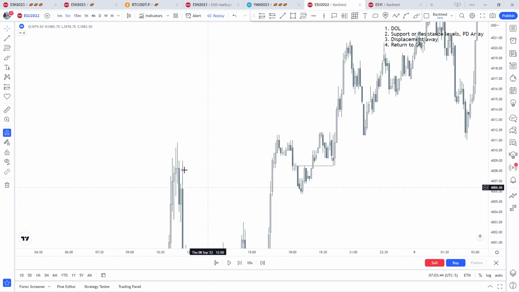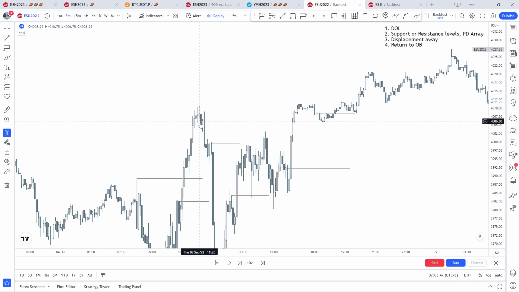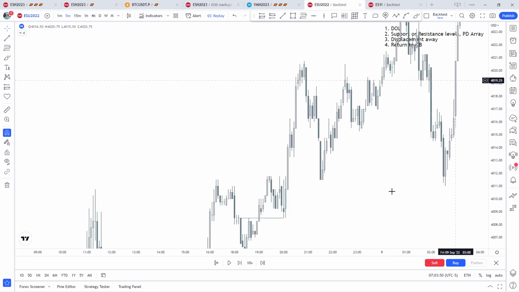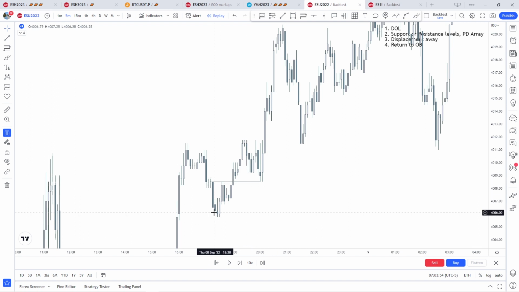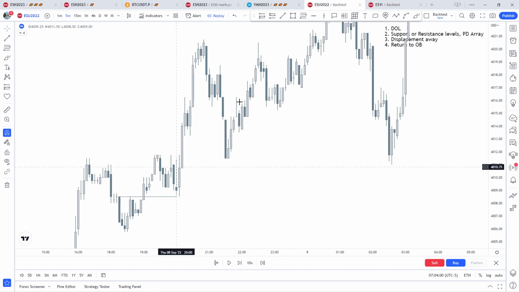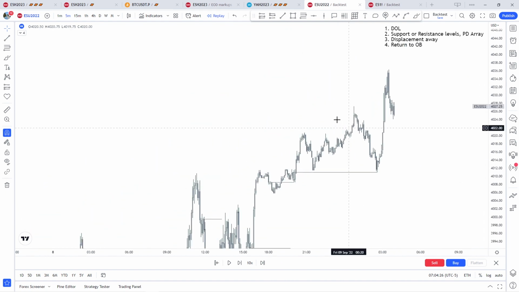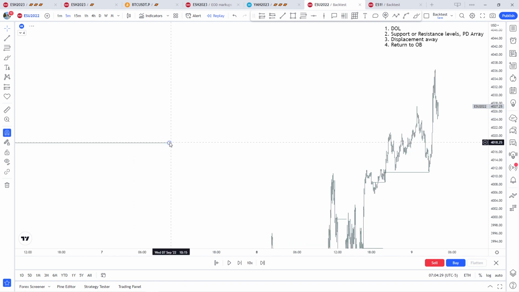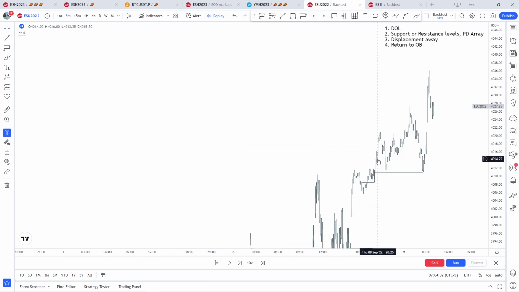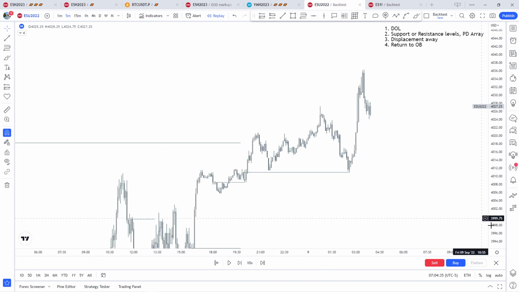Here we form at this mitigation block. Then push away. This becomes our order block. Here, these two down candles, they form at the previous order block. Look at the precision again, it's beautiful. Here, we miss it by a few points. Then I think here is where we took the consolidation. Oh, we already took it here. All right.